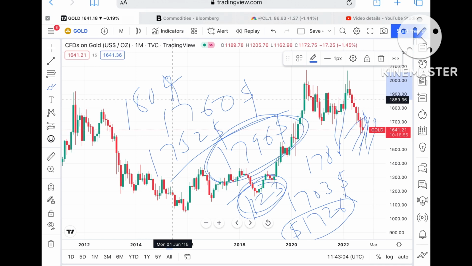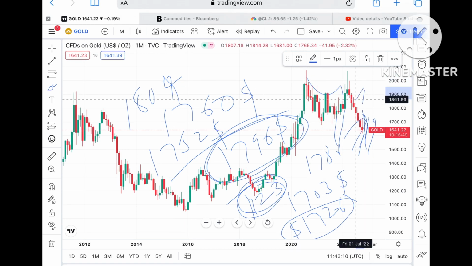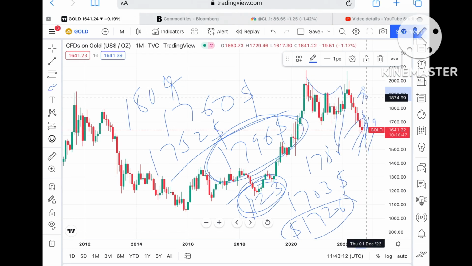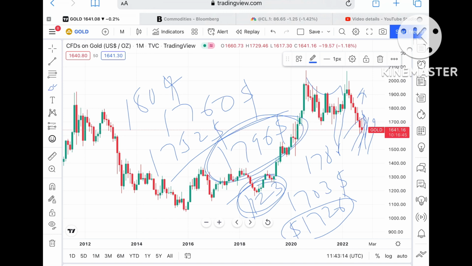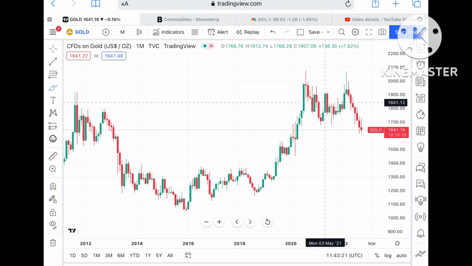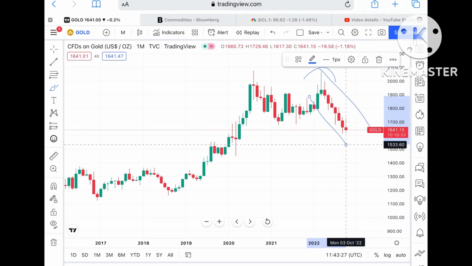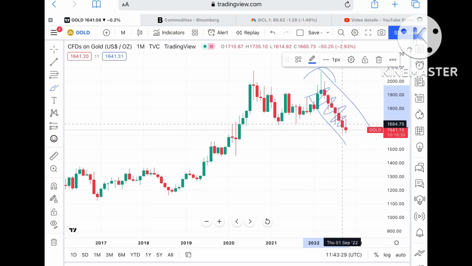Okay, and if that level sustains, then we can see it can move further upside, because then a pattern will form, a cup pattern will form, and a head and shoulder pattern will form, which shows that once the price goes above this particular level, then we can see it can move further upside. Okay, now as we know, the overall trend of gold is on the downside. Okay, you can look at it, and it is moving in a descending order downside.